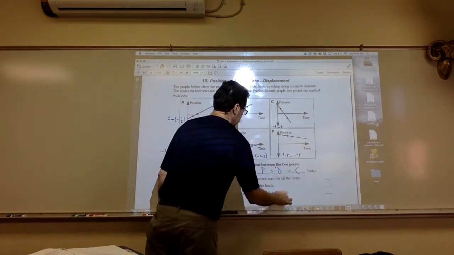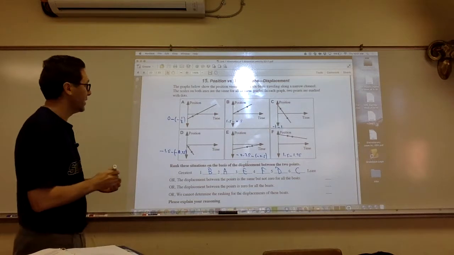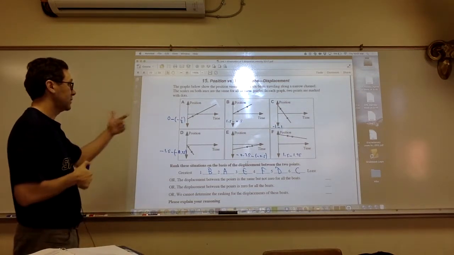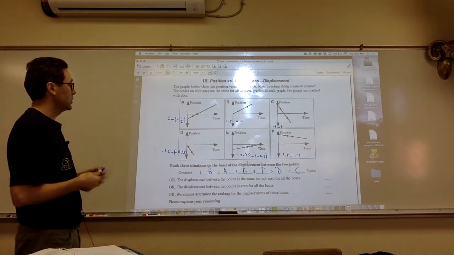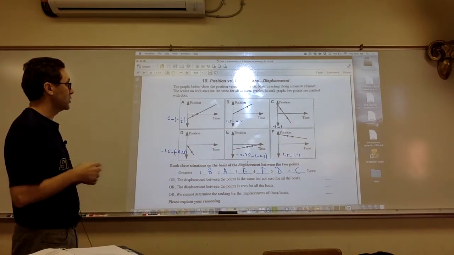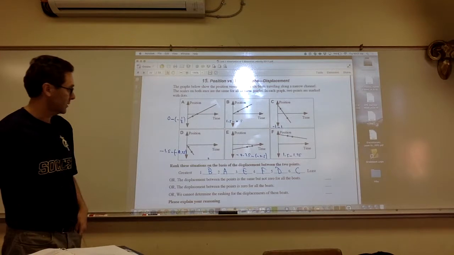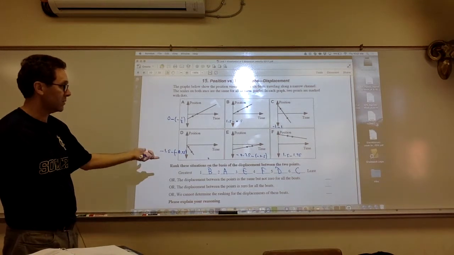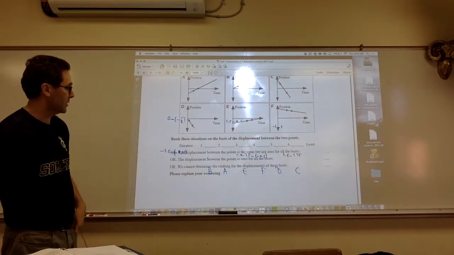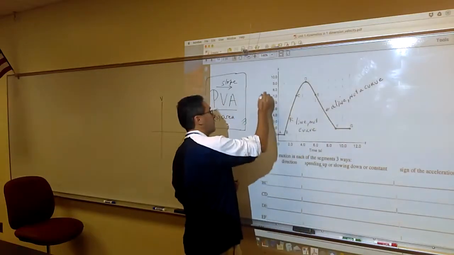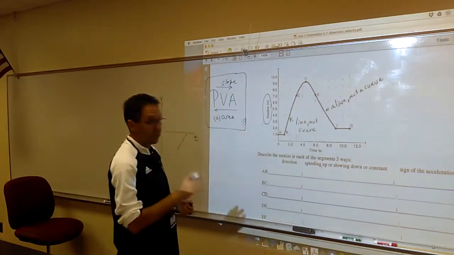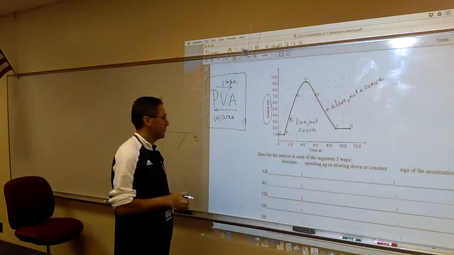Okay. So the only thing you have to be careful here is what kind of graph you're dealing with. This is a position time. To find the displacement, you just do the change in position. Okay? If it says magnitude of displacement, you do the change in position and you drop the negative signs. So now this is a position time. It has to be looked at differently than a velocity time.